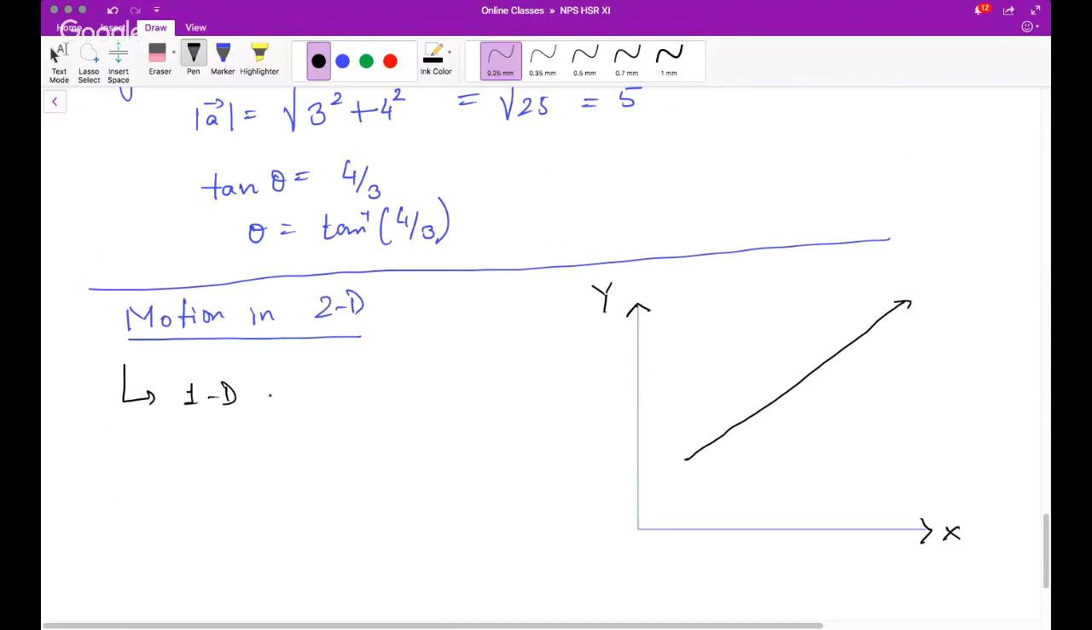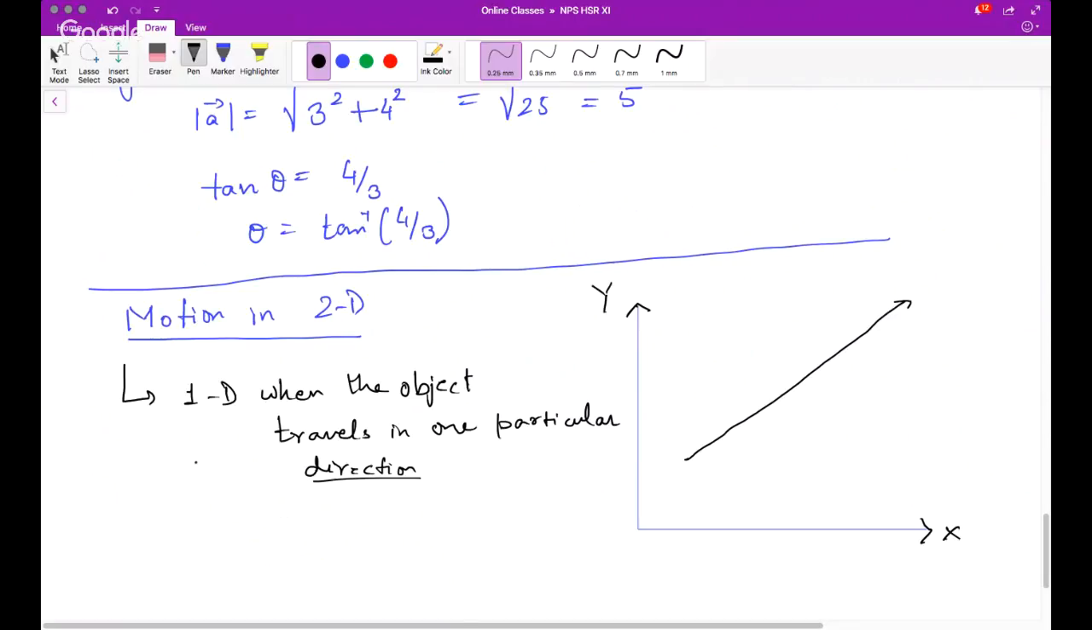1D is when the object travels in one particular direction, whatever it is, one particular direction, right? So then we say that this is called motion in 1D.